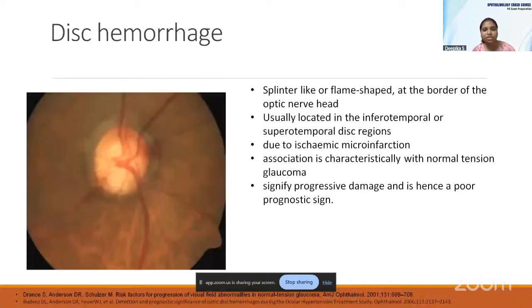So a disc hemorrhage is a splinter-like, flame-shaped hemorrhage at the border of the optic nerve head, usually in the infratemporal or supratemporal region. It is usually associated with normal tension glaucoma. It is important because whenever there is a disc hemorrhage, the progression can occur rapidly. So you need to have a close watch in such patients.